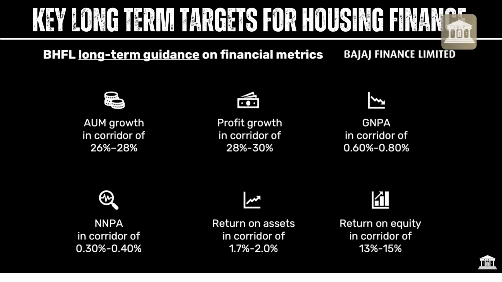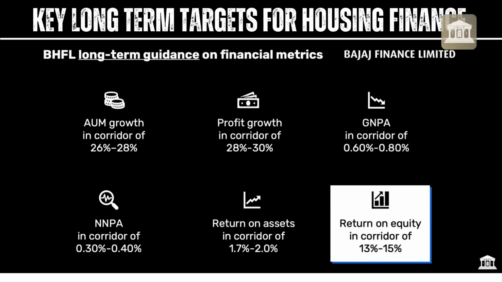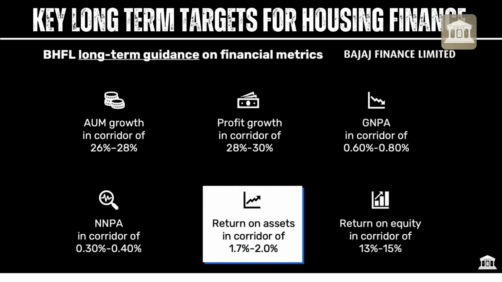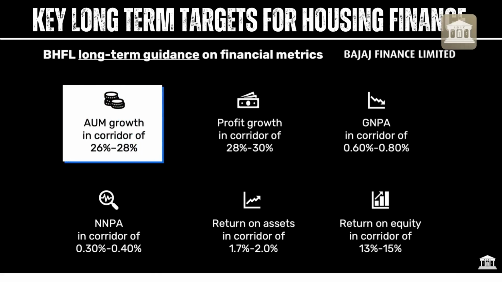So if you look at their long-term guidance in their housing finance business, you will see that they've guided for a return on equity between 13 to 15% because they are present more in tier 1 and tier 2 cities where competition is much higher. Return on assets also they've guided between 1.7 to 2%, whereas growth can be higher over here in this business, that is 26 to 28%. Now this is with the housing finance business.